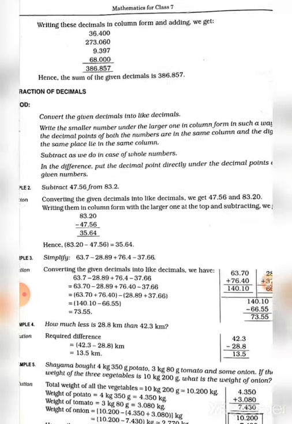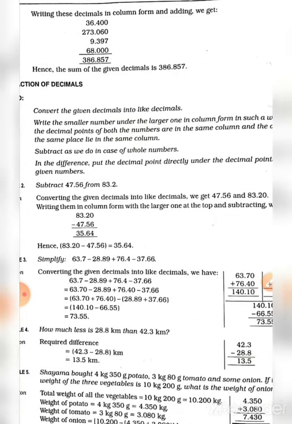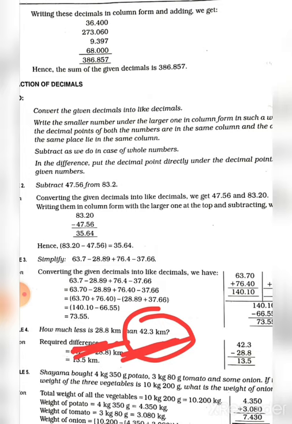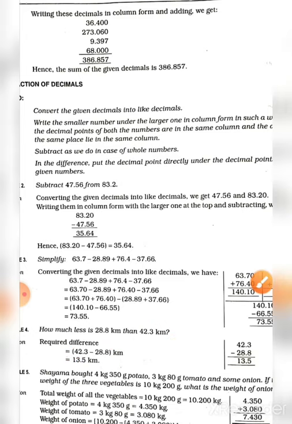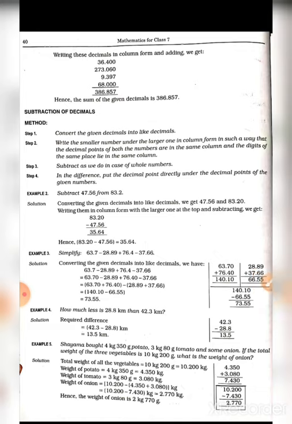Now, next example says, how much less is 28.8 than 42.3 kilometer? How much less? It simply means we have to find the difference. So the greater number is what? 42.3. So we write 42.3 above, 28.8 below, and find the difference, as they are like decimals, because 28.8 and 42.3 both contain one digit in the decimal part. So it's very simple. You can simply do it. Let's move to the next question.